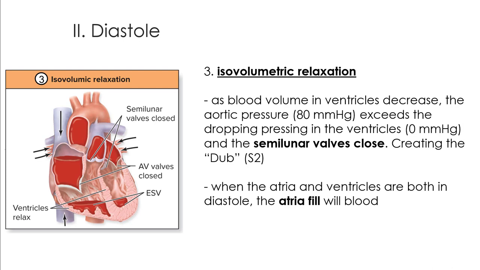Now, even though we're filling the atria with blood, the isovolumetric portion of this stage, just like in stage one, refers to the blood in the ventricles. So there's no change in the blood volume in the ventricles. It's still our end systolic volume. You can see it in that abbreviation, ESV. That volume's not changing during this period.